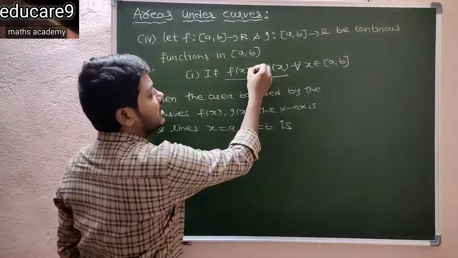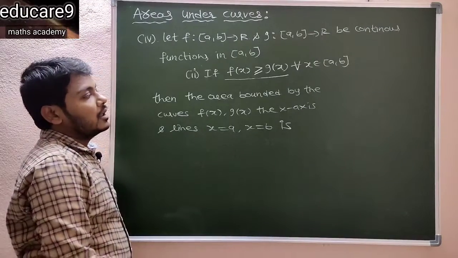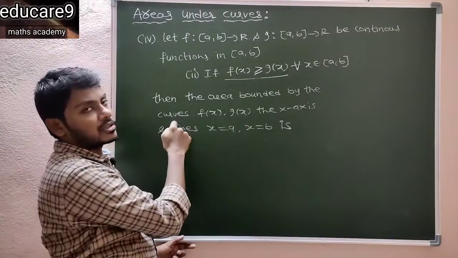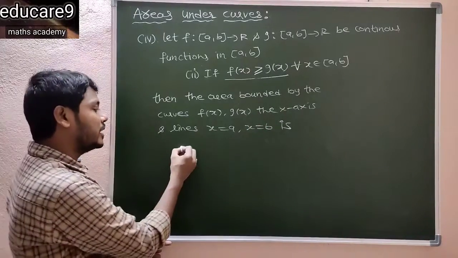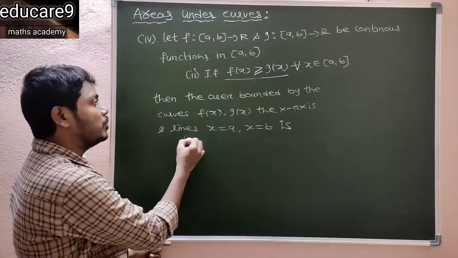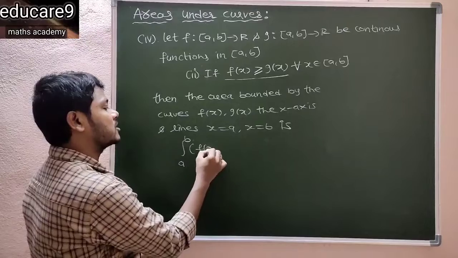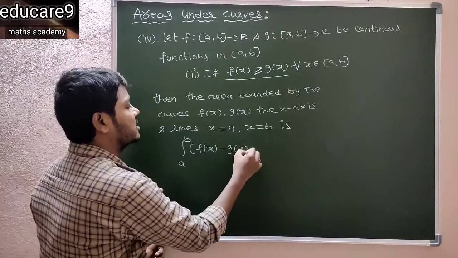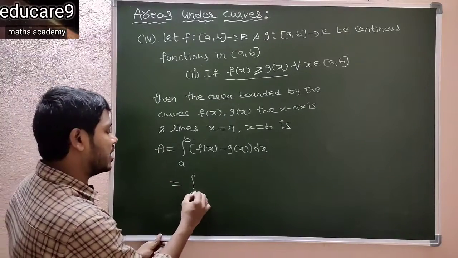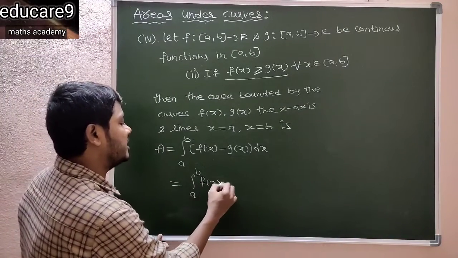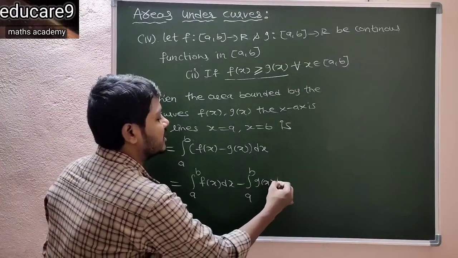And see the second case, f of x is greater than or equal to g of x. In that case the area bounded by the curves f of x, g of x, the x-axis, x is equal to a, x is equal to b is what? Integral a to b. See here f of x is greater than or equal to g of x, so then you have to write f of x first minus g of x dx. So this is the required area, that is integral a to b f of x dx minus integral a to b g of x dx.